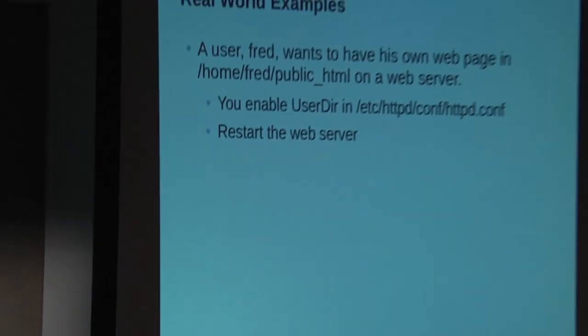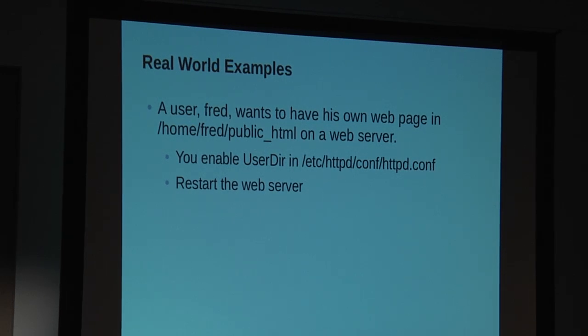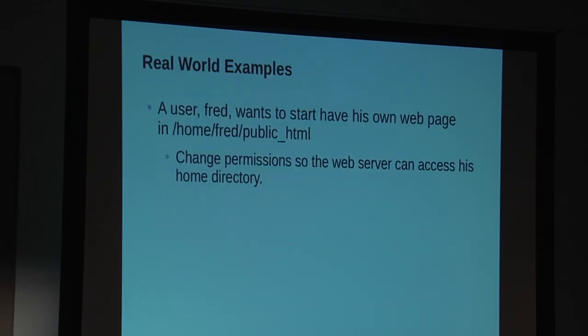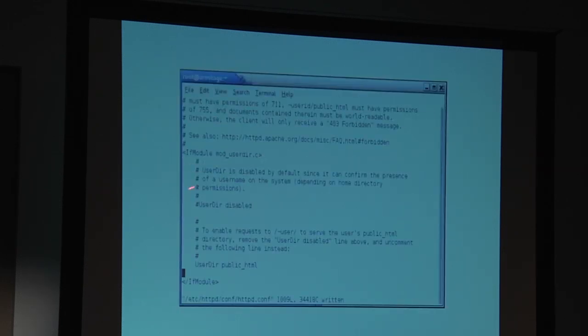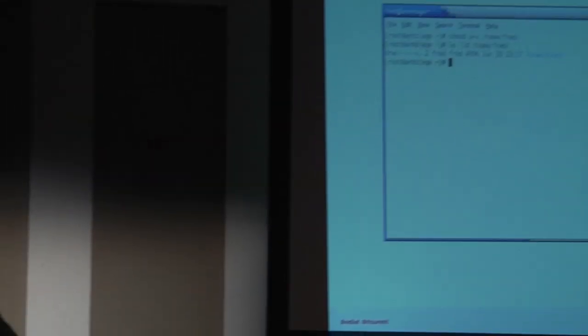All right. So let's say that I've got this mythical user, Fred, who wants to put his home page into the public_html directory under his home directory. So being the good Linux admin that you are, you edit the httpd.conf file and restart the web server. I've turned off the UserDir disabled setting, and I've said my UserDir is going to be public_html. I set the permissions on my home directory.